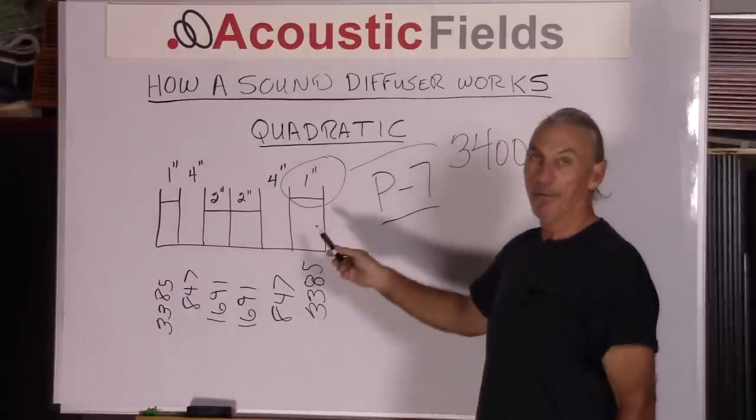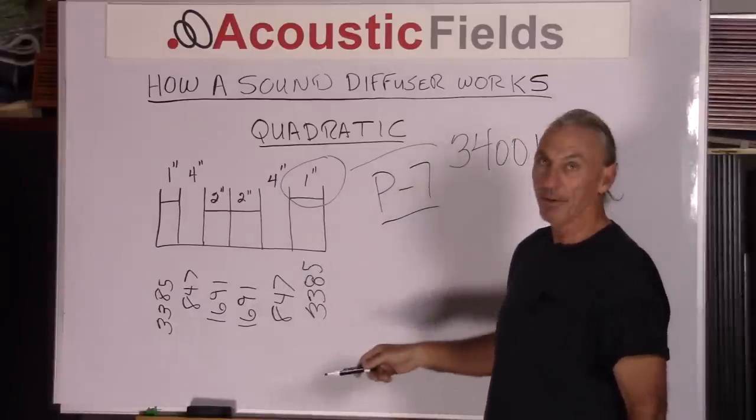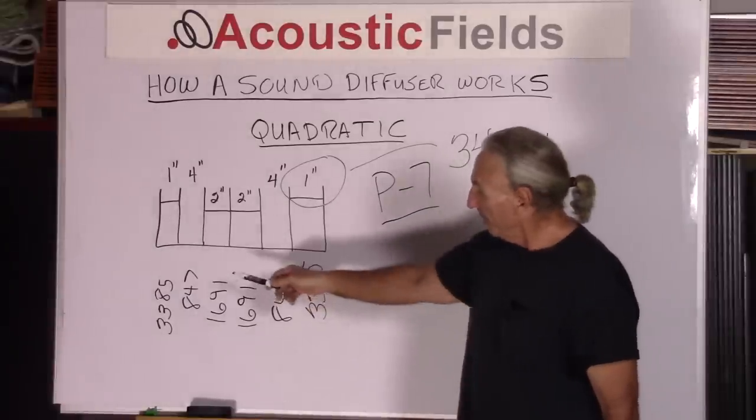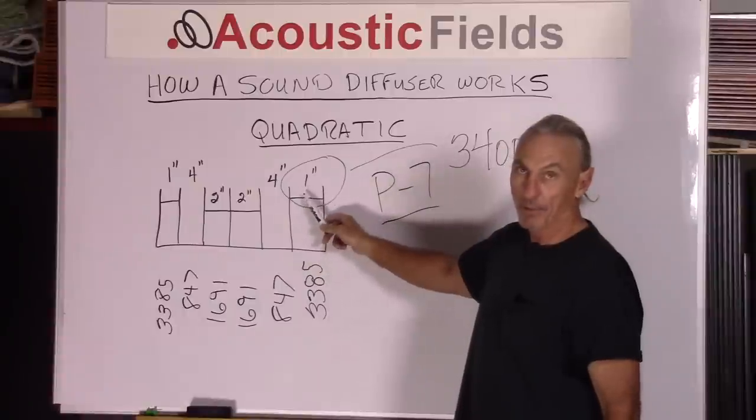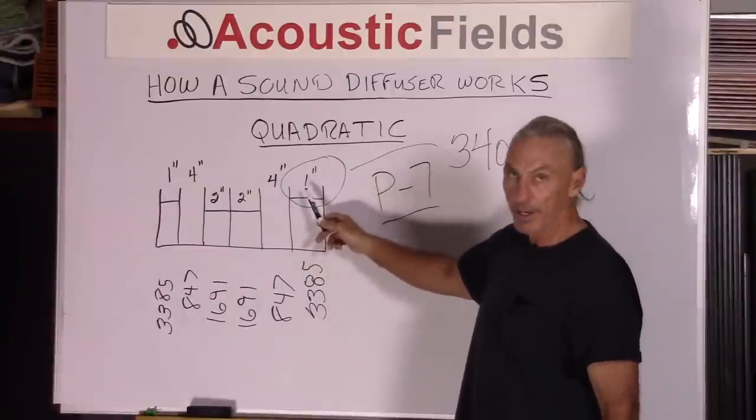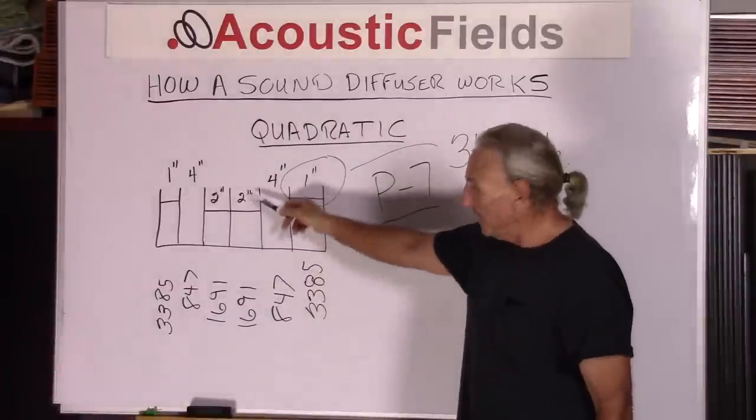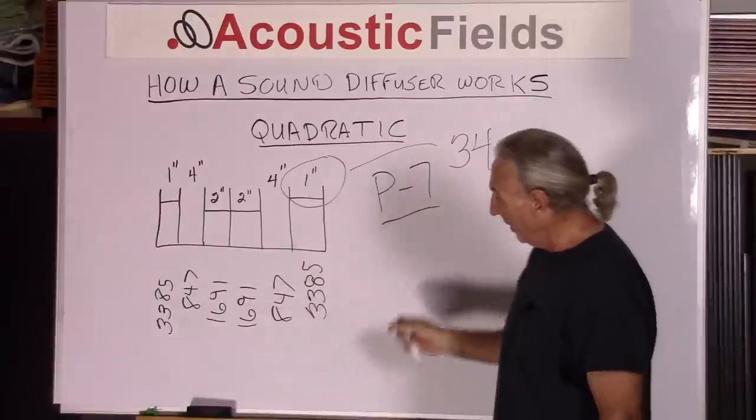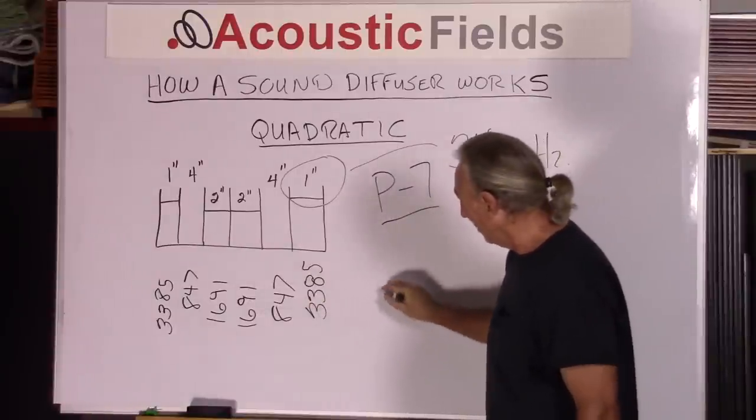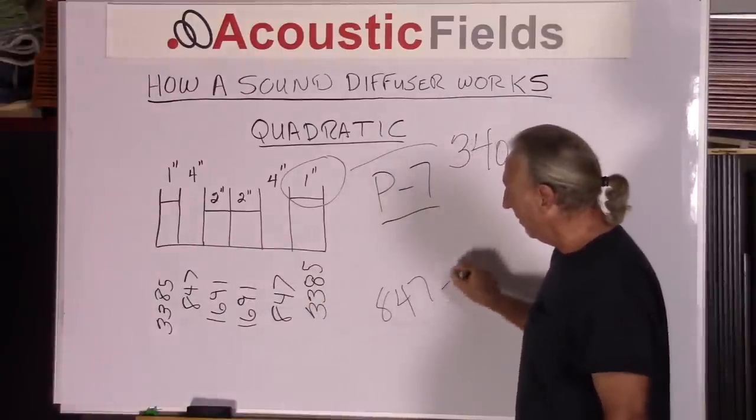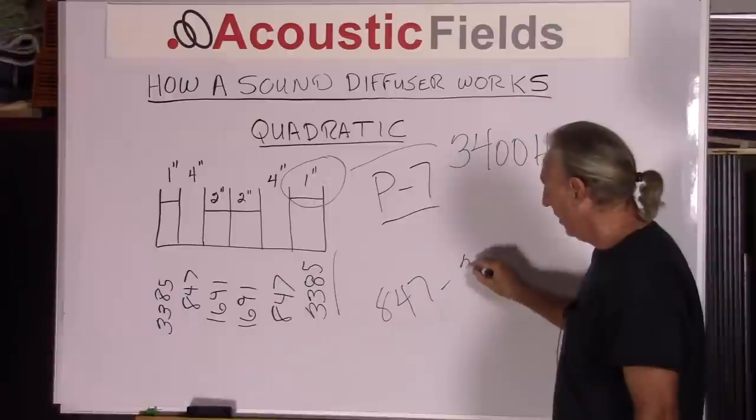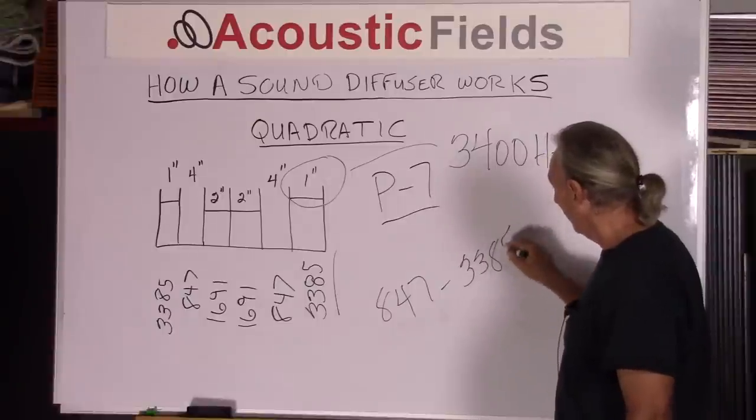Okay, I went ahead and ran the calculations for us so we don't have to spend the time doing it. 3385, as we worked through on our first example on the end wells. The next well at 4 inches, 847, 1691 for the middle, and then 847 repeating. So what's our bottom? Our bottom is 847, and our top is 3385.